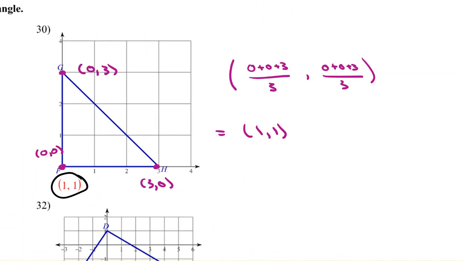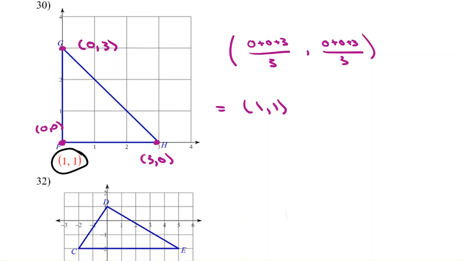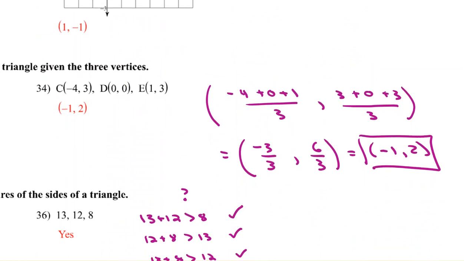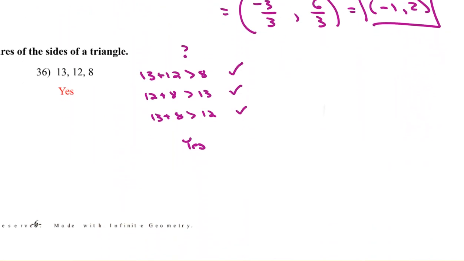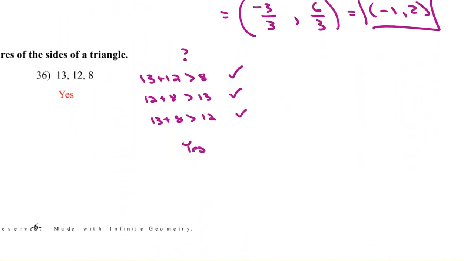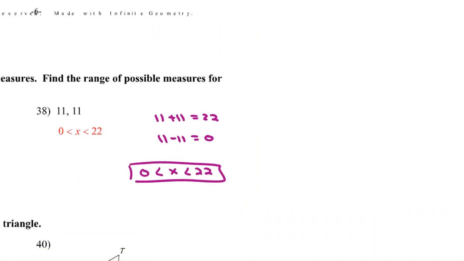Okay, here's your centroid theorem. Just add up all the x's, divide by 3, add up all the y's. No big deal there. Here, what did we do? We, again, just added up all the x's, added up all the y's. Okay, so we have a triangle inequality theorem that states two sides of any triangle will be greater than its third. So we check all three. All three worked out. No problem.